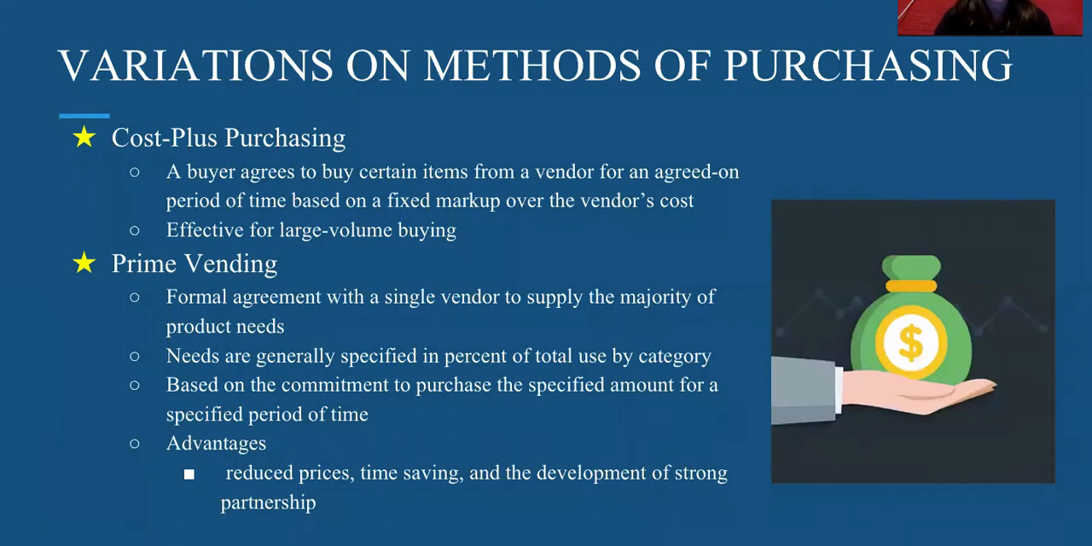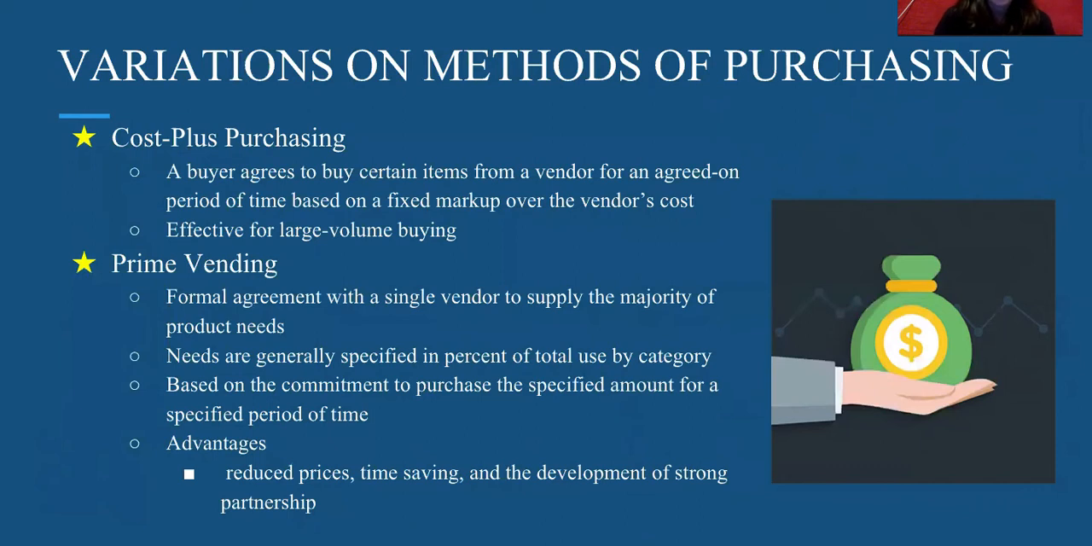Variations on methods of purchasing, continued. Cost plus purchasing. A buyer agrees to buy certain items from a vendor over an agreed upon period of time based on a fixed markup over the vendor's cost, and it is effective for large volume buying.